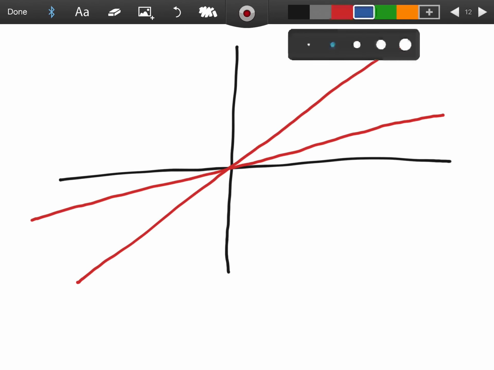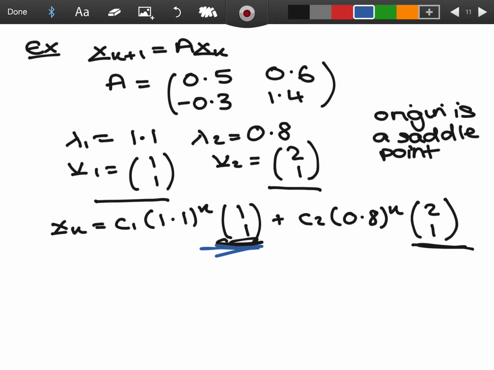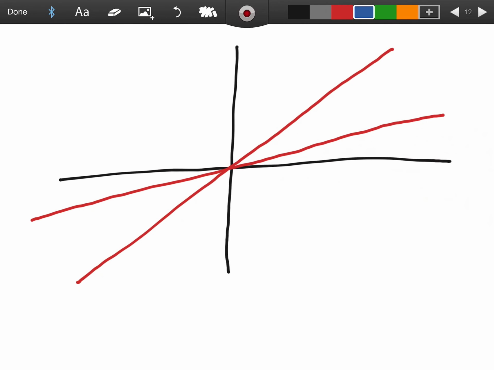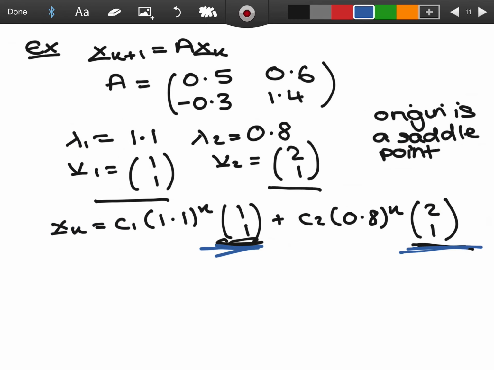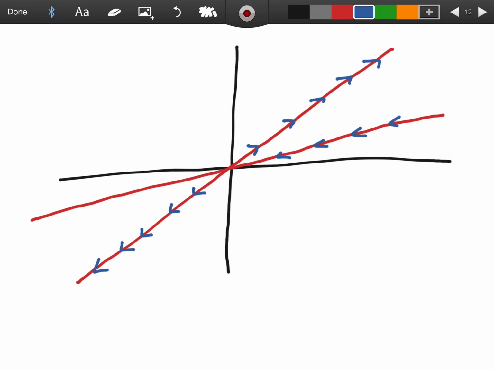Now I want to look at what the trajectories look like. You should do these in the same color, but it doesn't really matter. I just want to show you what this looks like. Going back to our solution, I know that along the line that contains 0 and (1, 1), I'm going to be going towards infinity. So along this line here, I'm going to be going away from the origin in both directions. But along the other line, I know that I'm going to 0 in both directions.